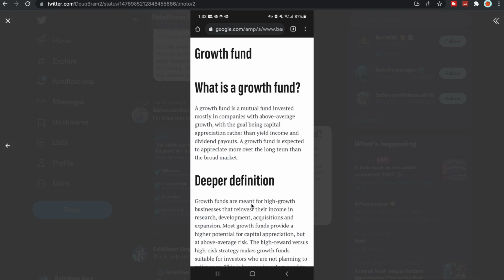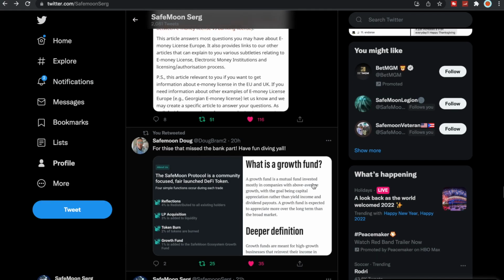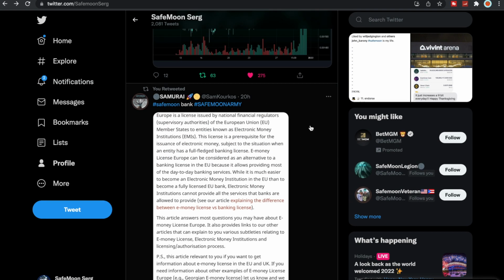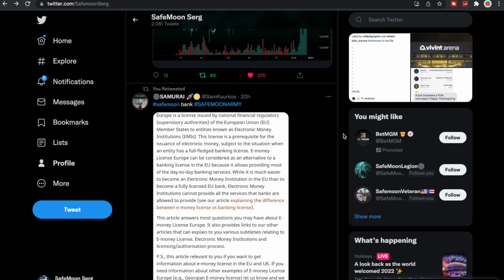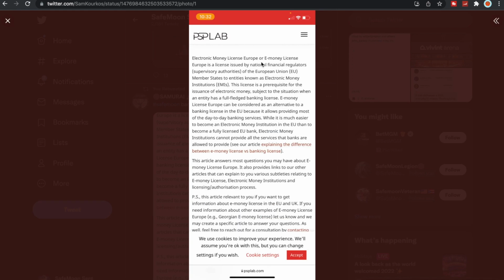Deeper definition: growth funds are meant for high growth businesses that reinvest their income in research, development, acquisitions, and expansion. Most growth funds provide a higher potential for capital appreciation, but at above average risk. The high reward versus high risk strategy makes growth funds suitable for investors who are not planning to invest in very traditional ways. One other thing is the Safemoon Bank. We do know that, according to John Caroni's video, they had applied for an EU license, and this is essentially what it is. So I'm going to mostly talk about this part right here.